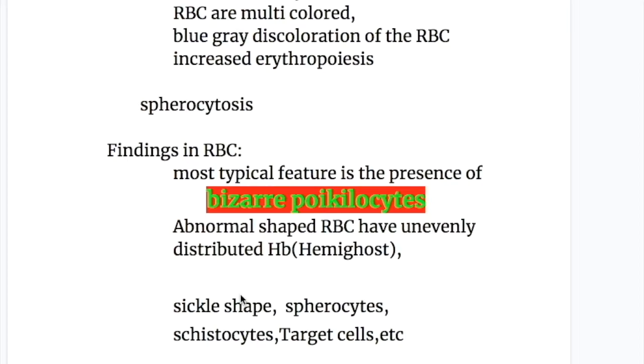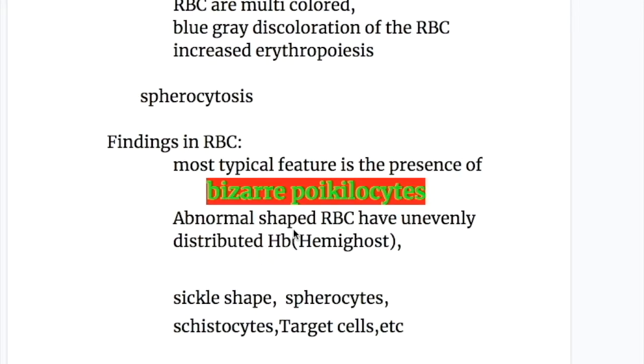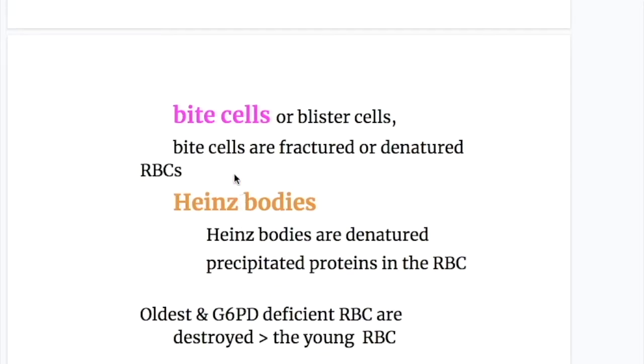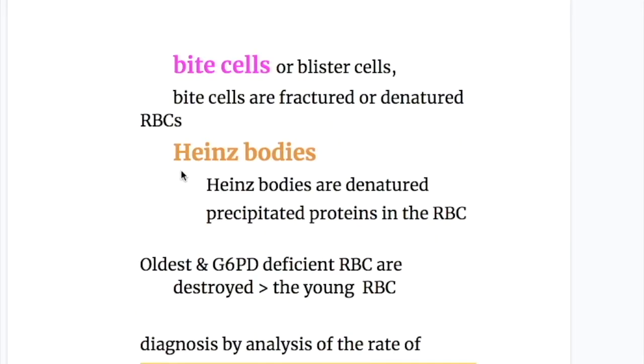The most typical feature is the presence of bizarre poikilocytes. Abnormally shaped RBCs have unevenly distributed hemoglobin, called hemighosts. What's a poikilocyte? It has an abnormal shape: sickle shape, spherocytes, schistocytes, target cells, and the RBCs may be bite cells or blister cells. Bite cells are fractured or denatured RBCs. We may see Heinz bodies. What are Heinz bodies? Heinz bodies are denatured precipitated proteins in the RBC.